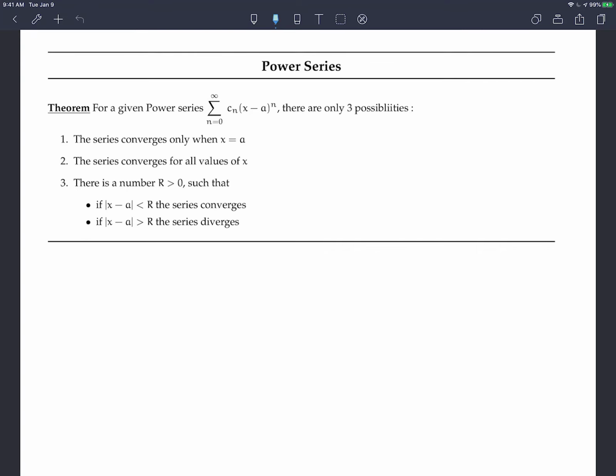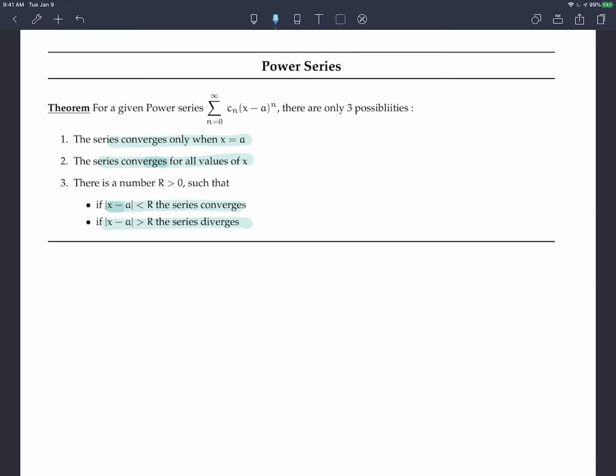So this is the theorem we're going to be using for all the topics in this unit, and we're not going to prove it. We're just going to use it. The theorem says that for any power series, there are only three possibilities. Either the series converges only at a point, the series converges for all values of x, or there is a number r such that if the distance between x and a is less than r, the series converges, and if the distance between x and a is greater than r, the series diverges, right?